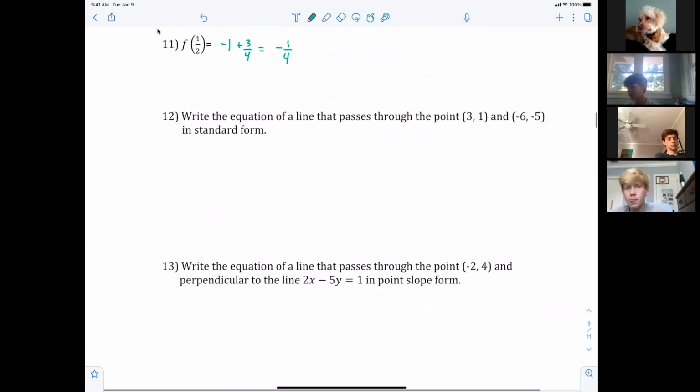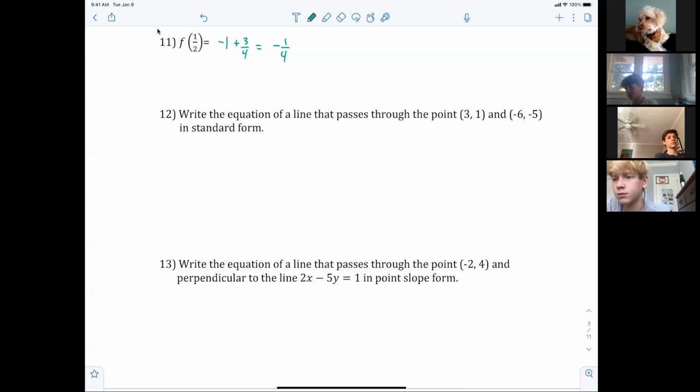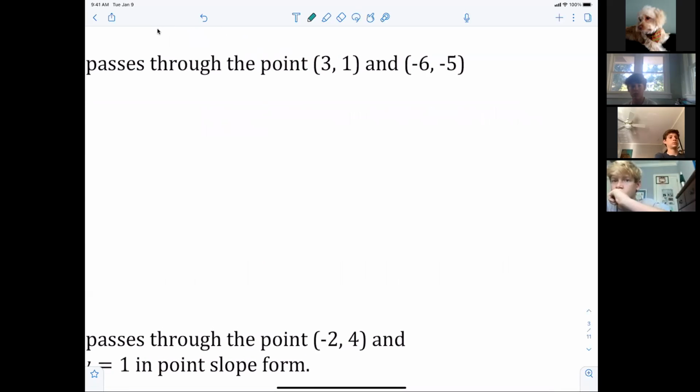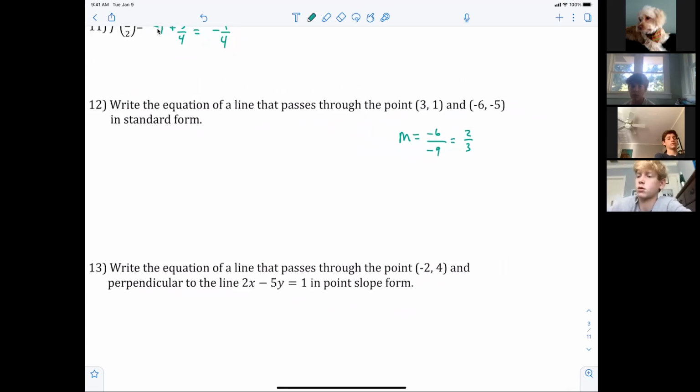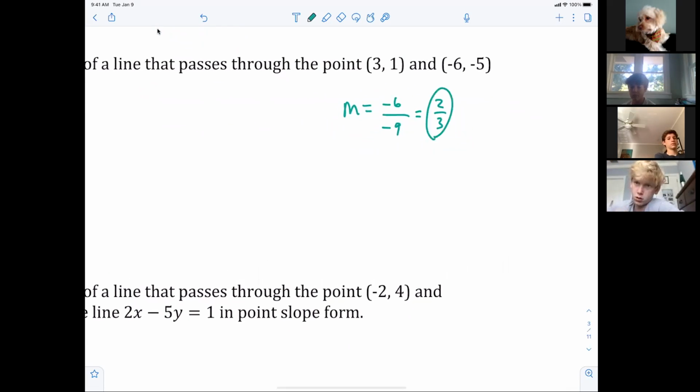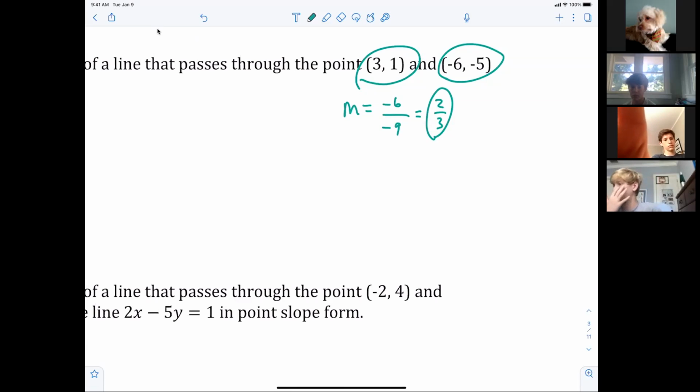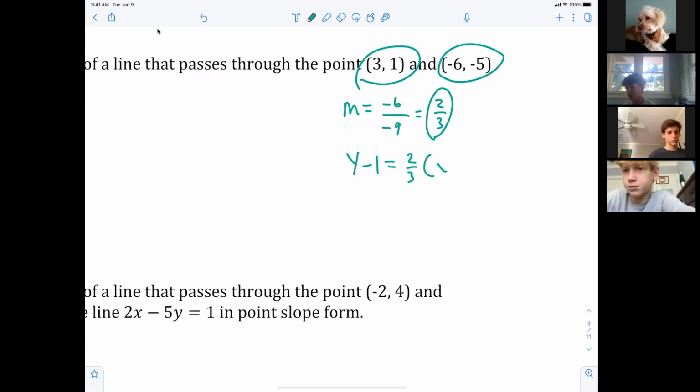Write the equation of the line that passes through these 2 points in standard form. All right, so here we go. This should be, again, a great problem. M equals, now we're doing our mental math, -6 over -9. So that's 2/3. Now it says standard form, but I have a point and a slope. So does it matter what point you pick? No, it'll all be the same. So let's pick the first point.